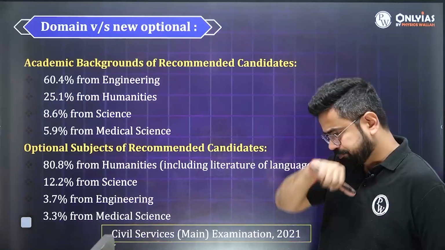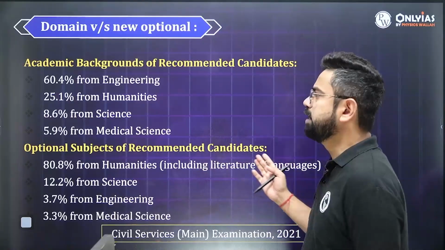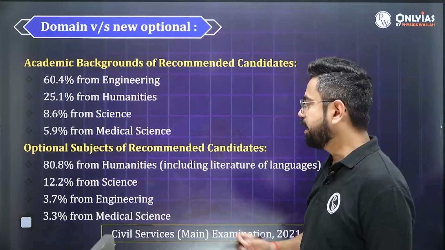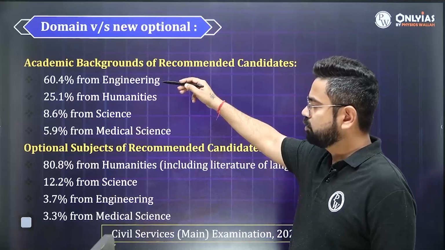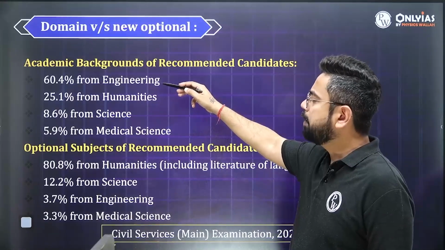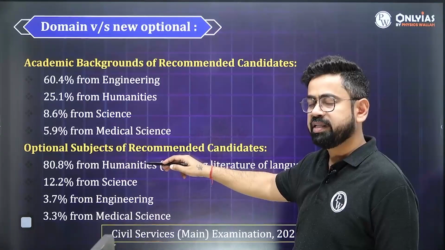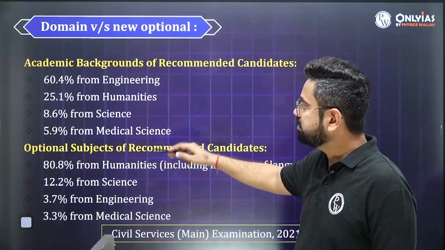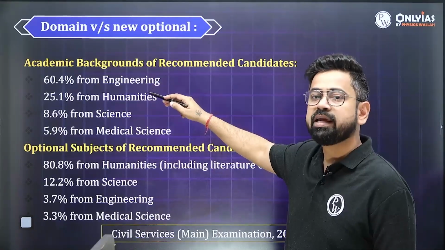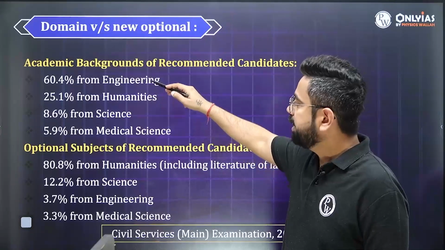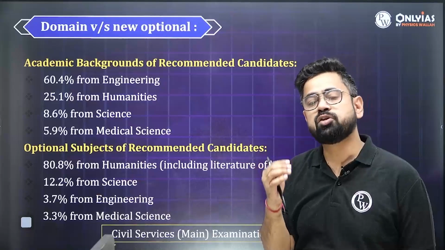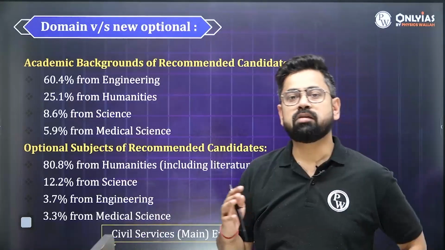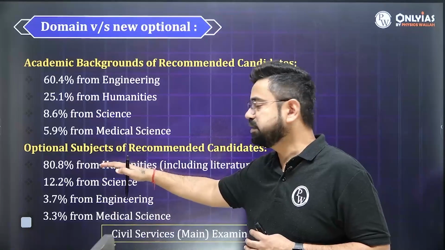Also, the optional of the final selected, recommended candidates: 80.8% are from humanities, right? So that means 60% of those getting selected are engineers, but 80% of the selected candidates had taken humanities as optional. That means there is a huge shift. Engineers are not taking engineering optional. There must be some reason. Mostly this shift is from the engineers to the humanities background. Engineers will take anthro, geography, history, PSIR. So there's a huge shift towards this, and 80% of selections come from humanities.